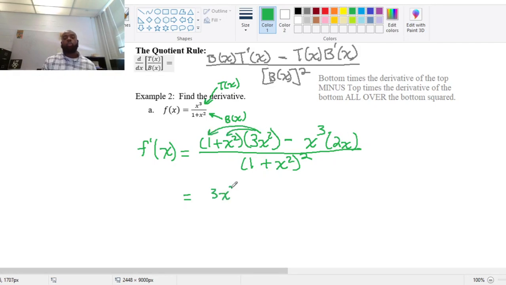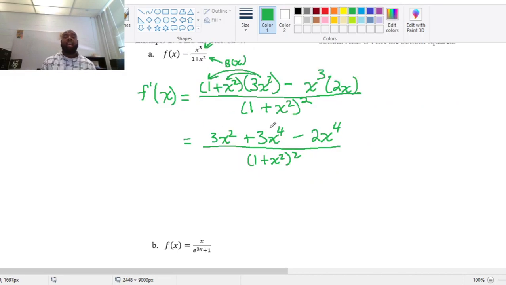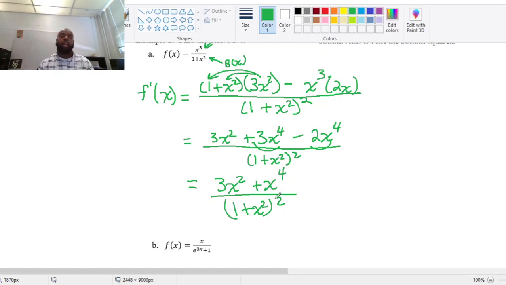I get a 3x squared plus 3x to the fourth minus a 2x to the fourth. What we're never going to do is multiply this out. Just keep this as a 1 plus x squared, squared. And so when I combine these two terms here, 3 minus 2 is 1. So I get x squared plus x to the fourth over 1 plus x squared, squared. We could try to factor this, but it's not going to simplify or cancel with my denominator. And so we can keep this completely simplified.